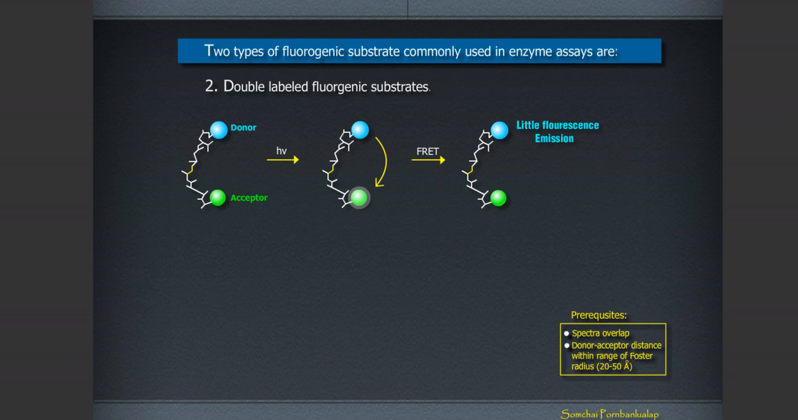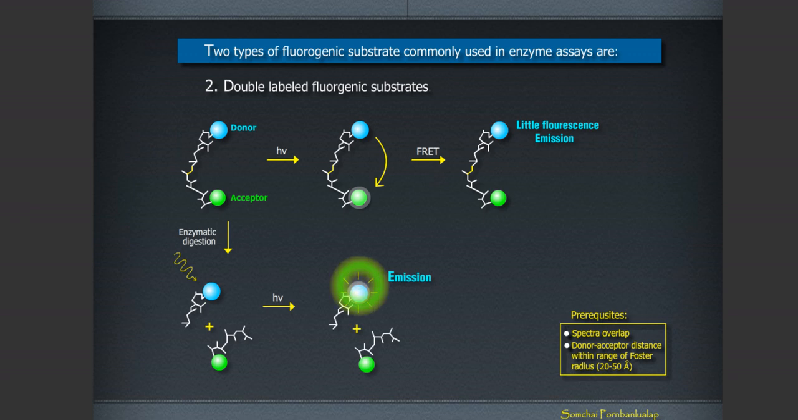However, upon enzymatic cleavage of the substrate, two products are formed and become separated. Thus, when the donor is stimulated with its lambda max, FRET can no longer occur, leading to increased fluorescence emission.